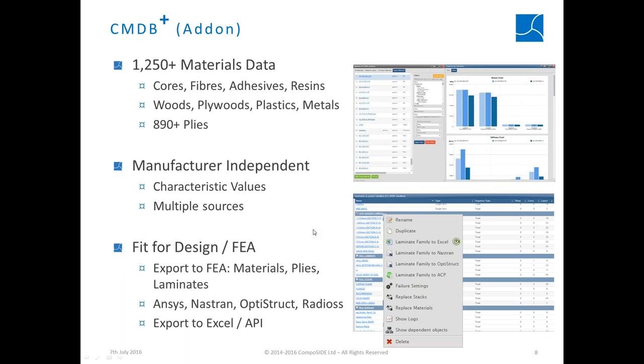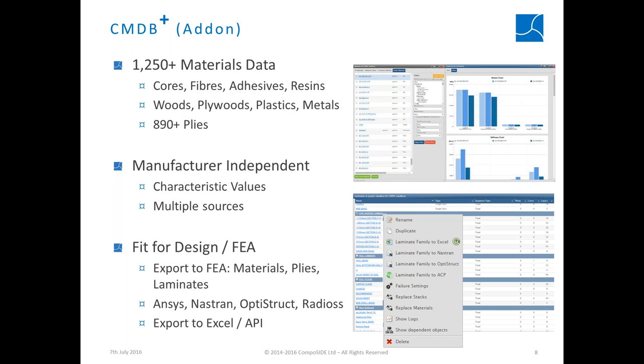Now, CMDB is primarily a material database management tool. As I mentioned, it only supplies around 60 materials, but we also have an option to provide you with 1,250 materials. This does include core, fibers, adhesives, resins, and also non-composites such as woods, plywoods, plastics, metals, and close to 900 different plies. All those materials are manufacturer independent, and are provided with characteristic values from multiple sources, which can be some standards, internal testing, external testing, product testing, and so on.